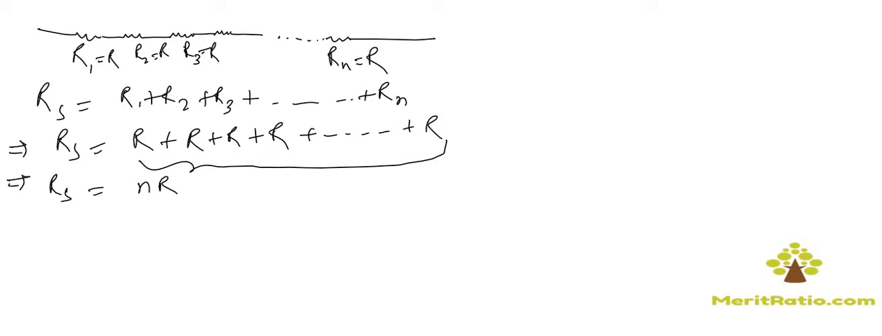So this is our derived expression for the series combination whenever all the resistors are connected in series having equal value of resistance, which means all the resistors R1, R2, R3 up to Rn have got the same value of resistance. In this situation, equivalent resistance will be equal to the number of resistors connected in series multiplied by the value of a single resistor.